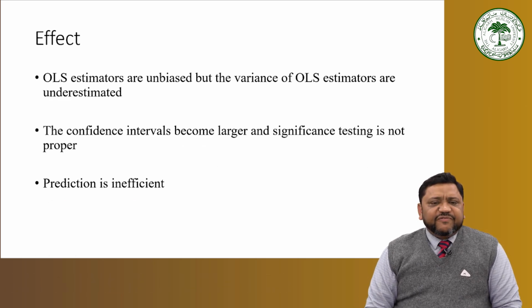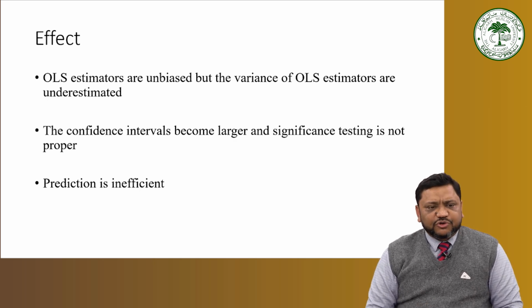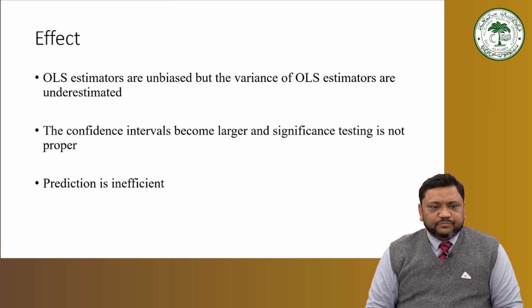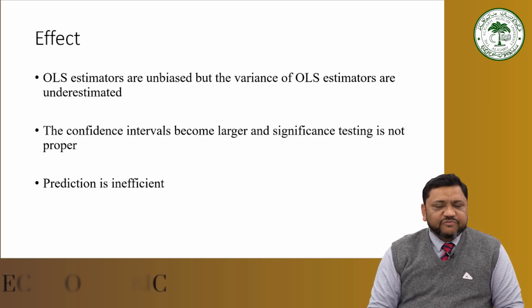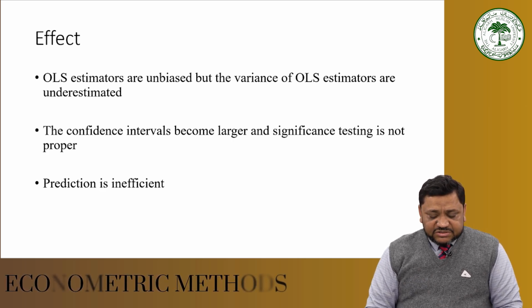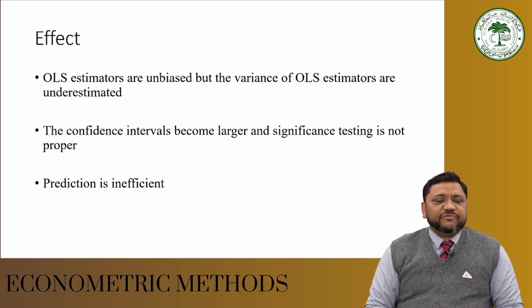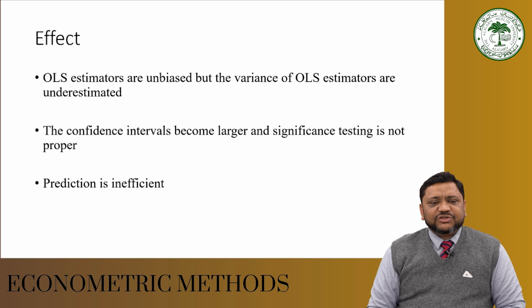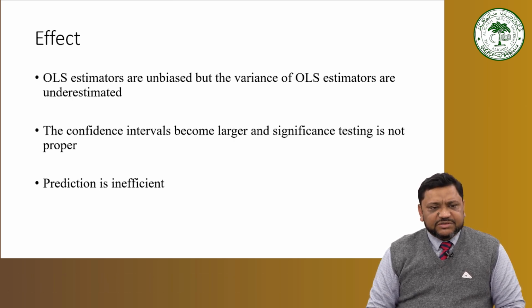Now we see what the effects are if there is an element of serial correlation or autocorrelation present. The OLS estimators, which we had seen are BLUE, are no longer best, though they remain unbiased. The reason is that the variance of the OLS estimators is underestimated. When it is underestimated, the confidence interval will become very large. The moment the confidence interval becomes very large, significance testing gives problematic results.